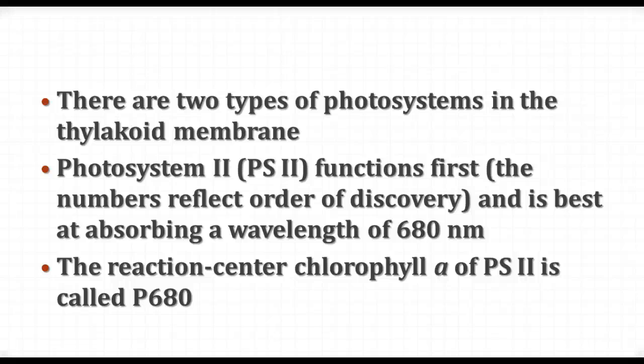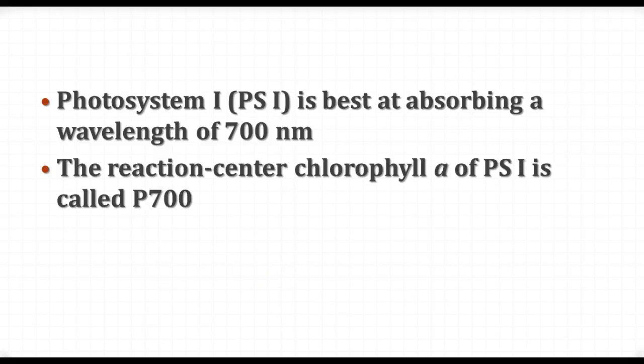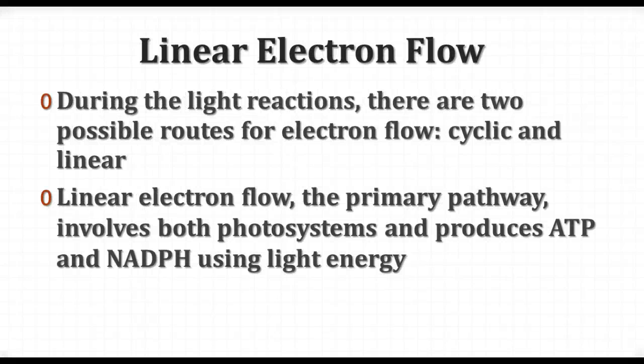Photosystem 2 is usually the first one activated and is best at absorbing wavelengths of about 680 nanometers. The photosystem, or the reaction center chlorophyll, is called P680 for that reason. Photosystem 1 absorbs best at a wavelength of 700, so its reaction center chlorophyll is called P700. So you know the difference between them.